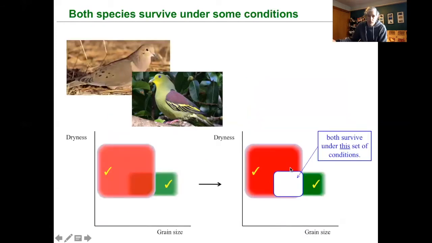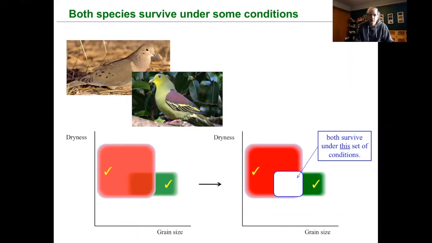There is, however, if we put them on top of each other, this space here, where both doves are capable of surviving under this set of conditions. In this set of conditions where it's just the red, only this dove can survive. When it's only the green, only this dove can survive. Where they overlap, both doves can survive, and more than likely they will compete with each other. So each species has its own ecological niche.